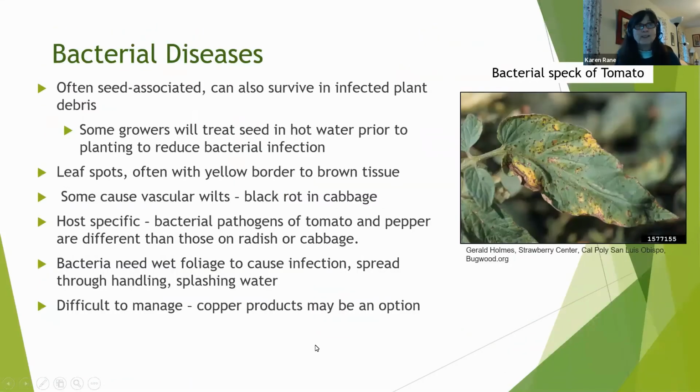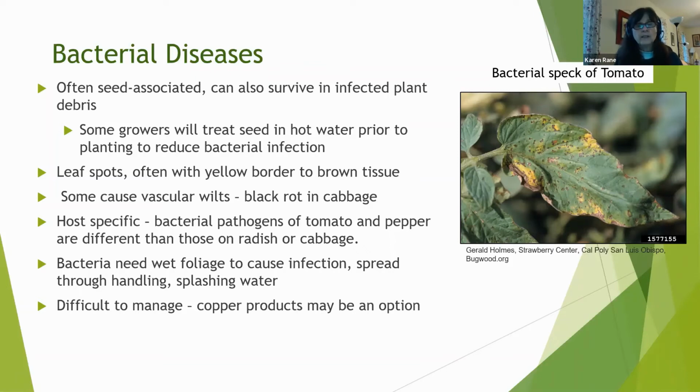We also have some bacterial diseases that can cause problems in greenhouses. These are often seed associated, and so they will come in on the transplants, whether you grow them yourself or you purchase them. Some growers will do a heat treatment in hot water to their seed prior to planting, and that tends to really reduce the bacteria that might be in or on the seed. Tomato seed in particular, we do hot water treatments for.